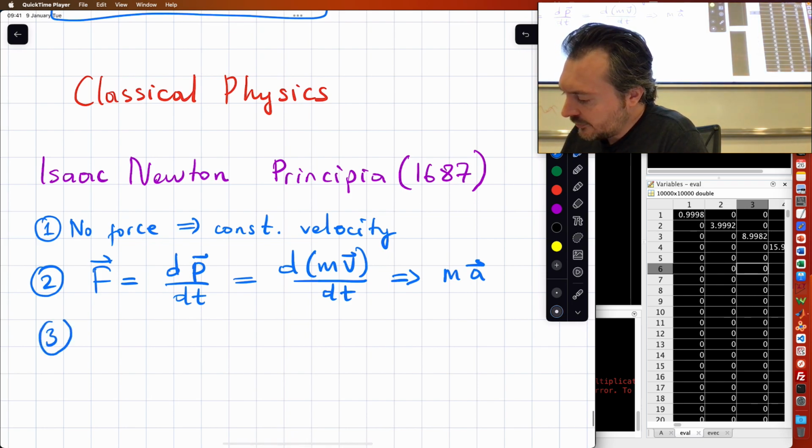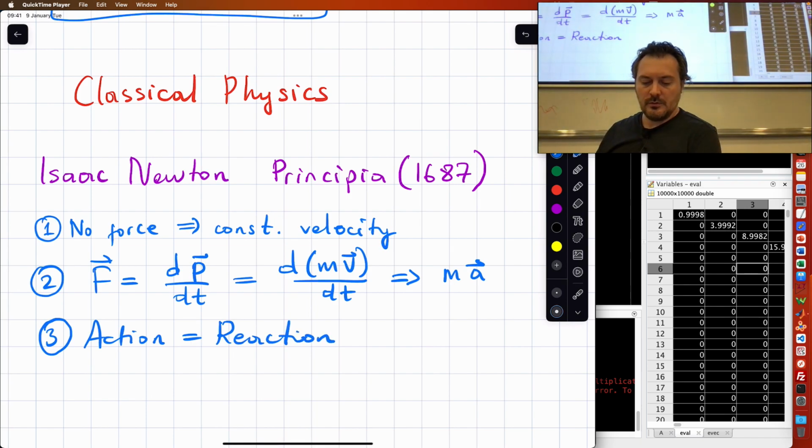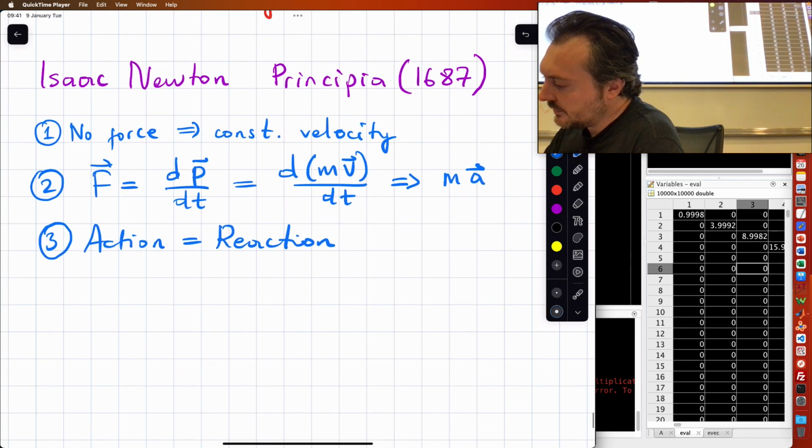Third one, action equals to reaction. You all know this, so I'm just writing it down. So momentum is mass times velocity, and momentum will be crucial to our understanding of quantum mechanics. So all these are reminders of classical physics. Let's talk about determinism.